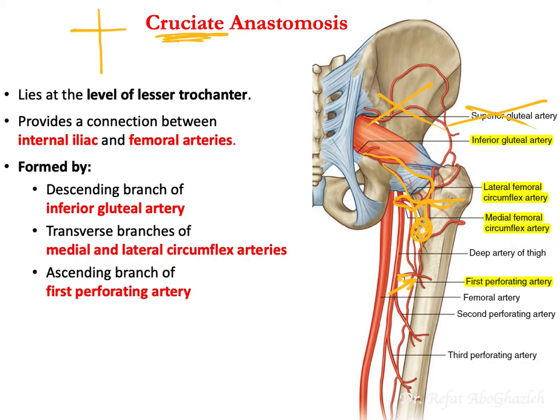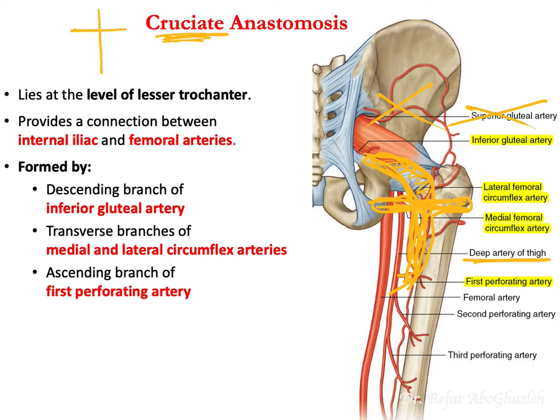You know, the first perforating artery is a branch from the deep artery of the thigh. There are a couple of names for the deep artery of the thigh, right? Anyway, so let us erase this. So you will see that it creates a kind of cross form, with the medial and lateral circumflex plus the branch from the inferior gluteal, and the branch from the perforating.